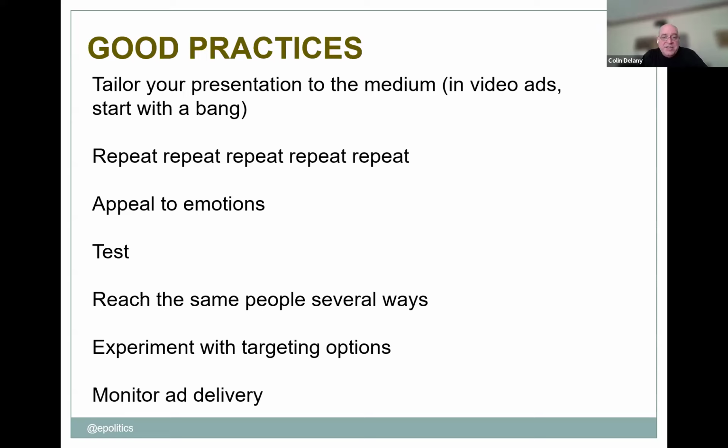Try to reach the same people several different ways, right? You may be reaching the same person via Facebook and Instagram, but also streaming TV or web video. Experiment with different targeting options. And this is important, monitor the ad delivery. Unfortunately, I have had an ad running for a month that I only thought was going to run for 3 days and paid accordingly, right? So you need to monitor the delivery in part because it may not be delivering, something may have gone wrong, but also it may run longer than you need it to.